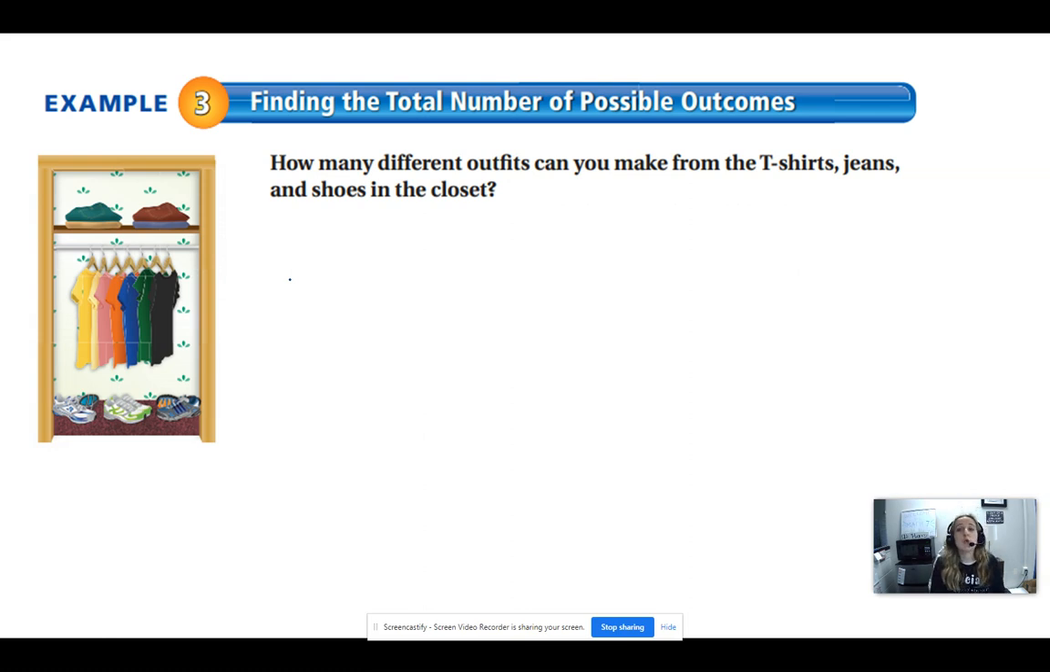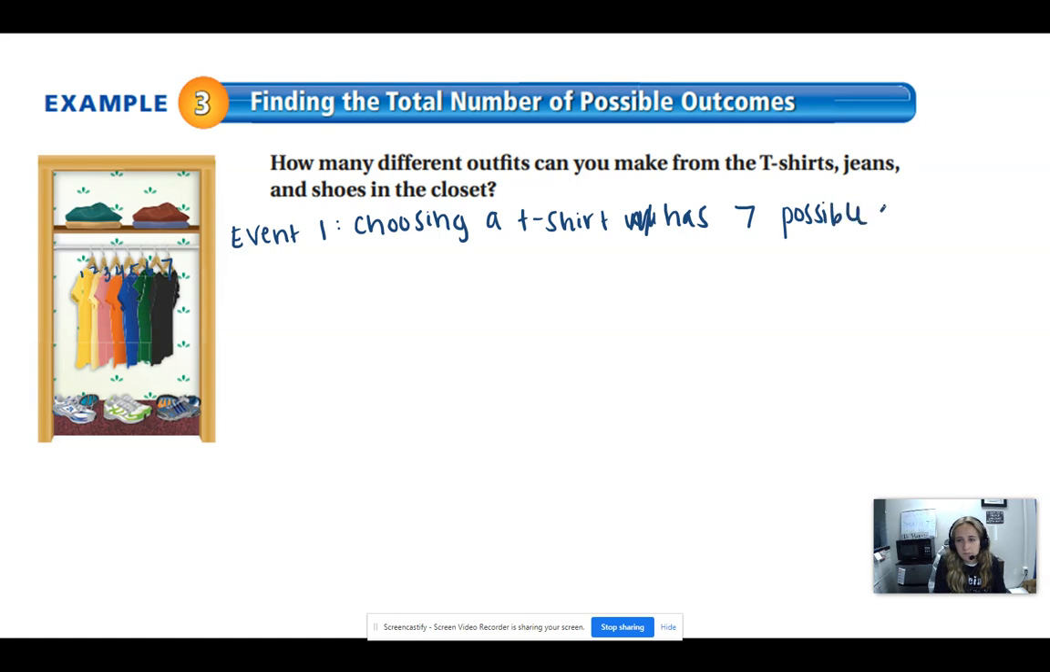Okay, we're going to be finding the total number of possible outcomes. How many different outfits can you make from the t-shirts, jeans, and shoes in the closet? Here's what we're going to do. I'm going to create different events. My first event, event 1, is choosing a t-shirt. Let's see how many t-shirts there are. 1, 2, 3, 4, 5, 6, 7. There's 7 t-shirts, so I'm going to write it has 7 possible outcomes.